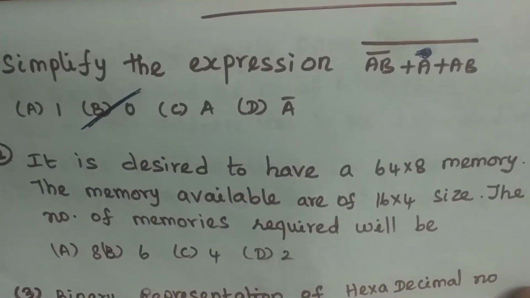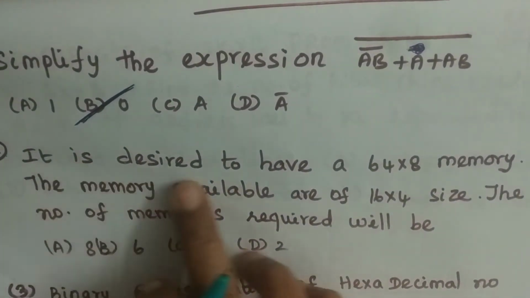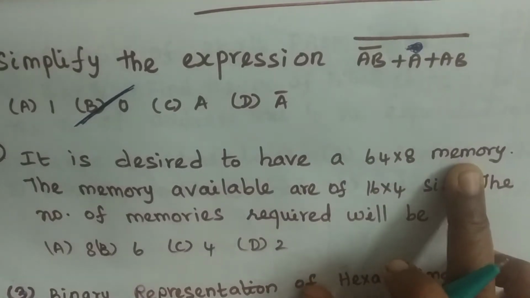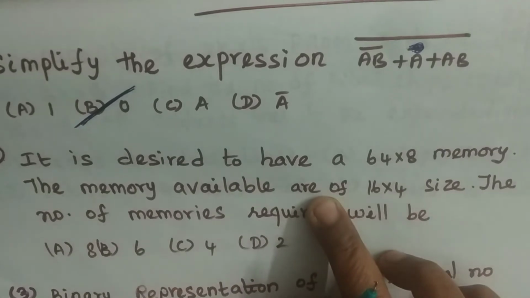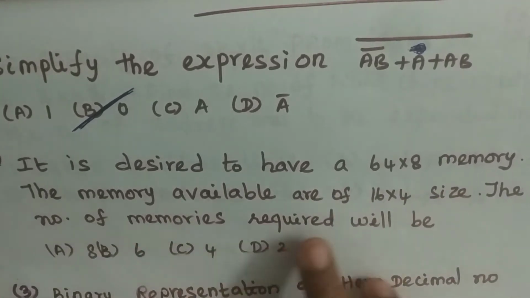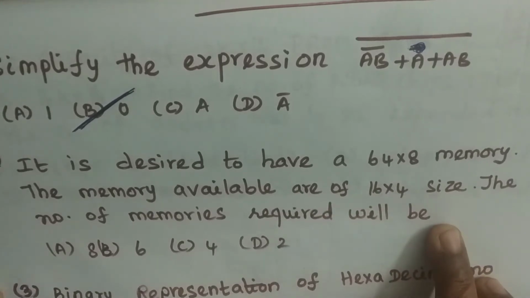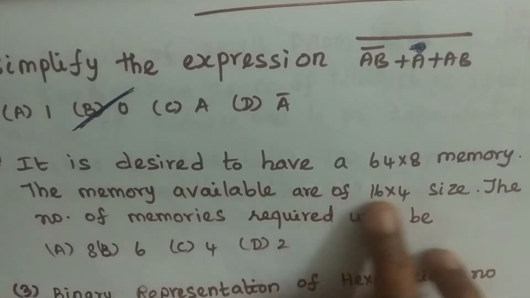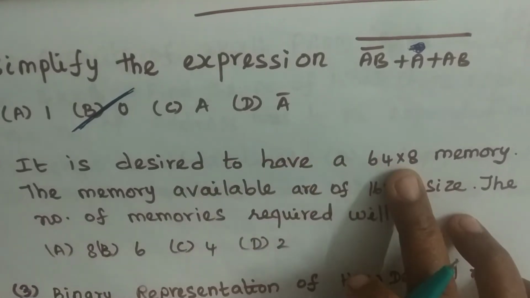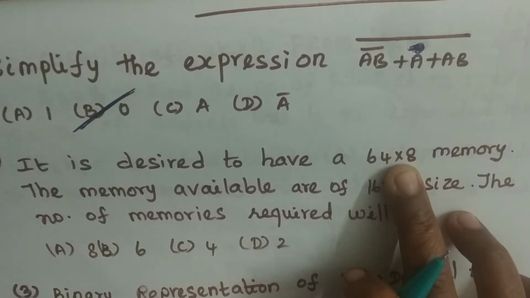Let us see the second question. It is desired to have a 64 cross 8 memory. The memory available are 16 cross 4 size. The number of memories required will be. It means that the available memory is 16 cross 4 size. Needed memory size is 64 cross 8. Let us see the solution.